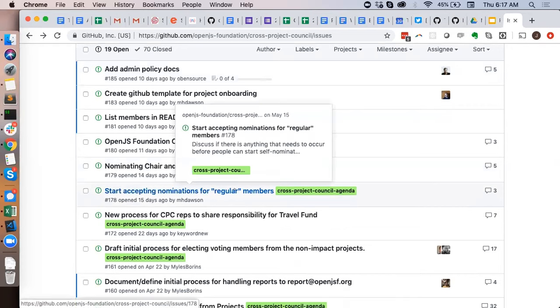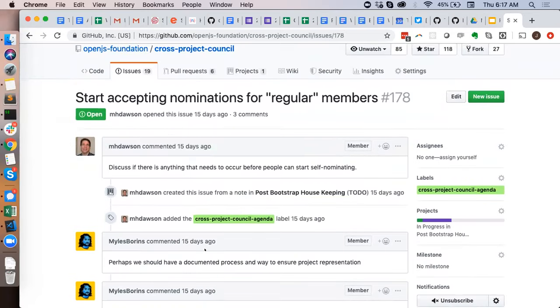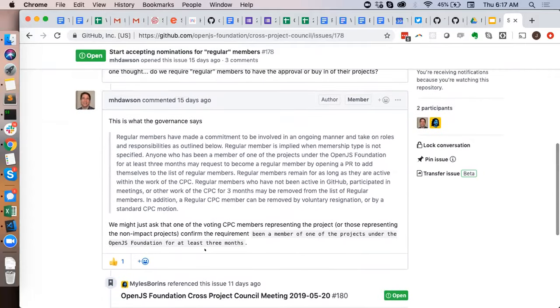Does anyone from the CPC want to speak to this issue? Michael, since you opened the issue? Yeah, let's just go down to the bottom. I think anybody who's here and who's a member of one of the projects, I think we say you need to be a member for 3 months, if I remember correctly, and wants to be part of the CPC, as was mentioned earlier, it's very open. You can be an observer, but if you want to actually say I'm committed and I'm going to participate regularly, I think now we should just start.